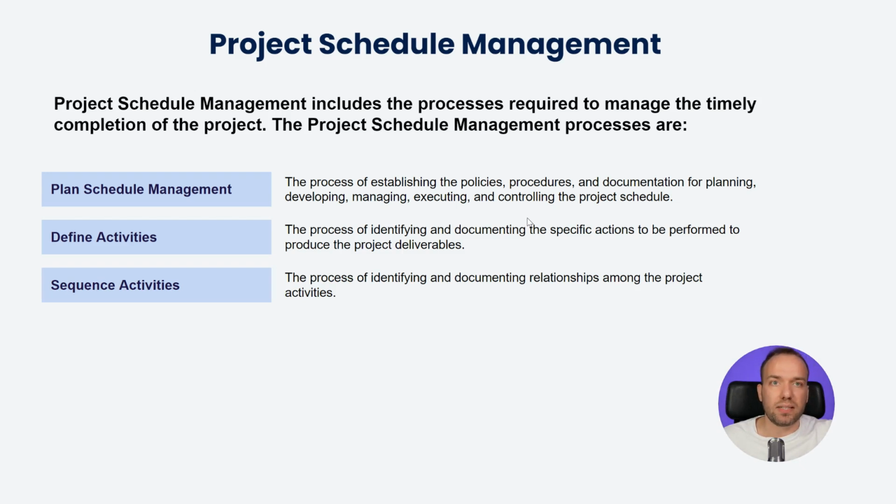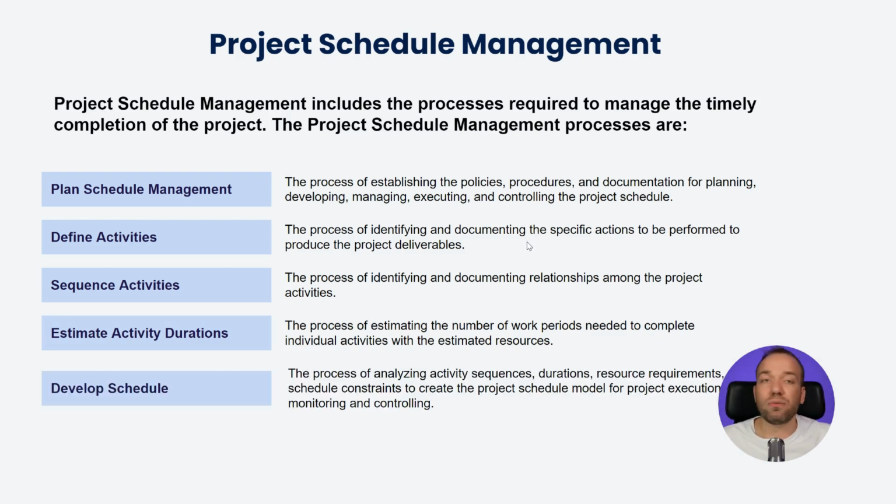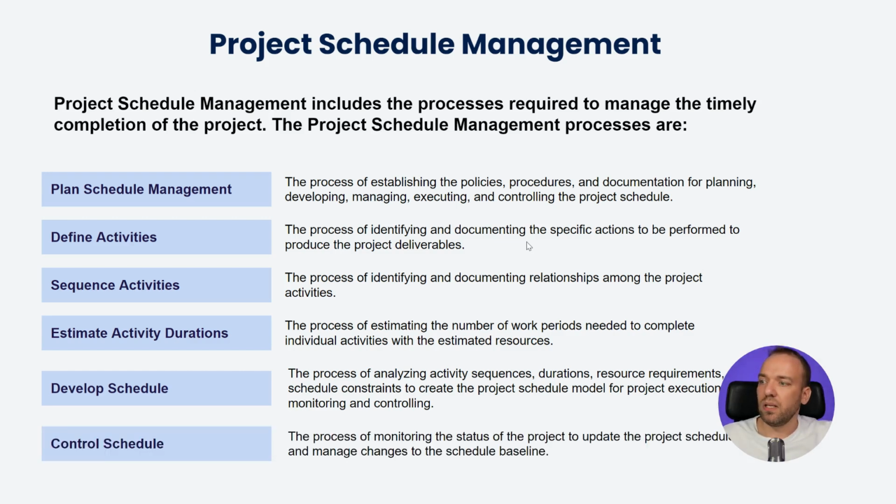Then you have to sequence those activities. Basically, not everything can happen in parallel because you have resource constraints. So you have to determine which activity follows which activity, the dependency. Estimate activity durations. You have to determine how long each activity takes to arrive at the full duration of the project. You have to develop the schedule. Once you have that information, you are now in a position to load it into a tool and start creating the schedule. And last but not least, you have to control the schedule.